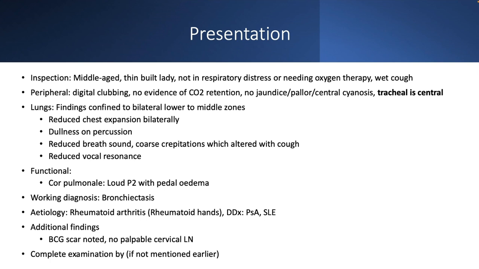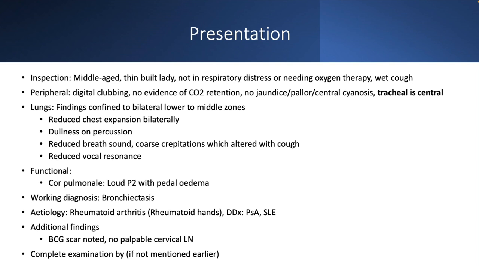And then on my peripheral examination, there is digital clubbing, and there's no evidence of CO2 retention. Otherwise, she's not pale, not jaundiced, and there's no cyanosis. Her trachea is central. If you present like that, you definitely tell everything from the peripheral examination. And the most important thing in the respiratory system is you cannot afford to miss the tracheal finding. You must examine for it, you must present for it. If it's central, you say central. If it's deviated, you say deviated. You must not miss the trachea in respiratory, very important.